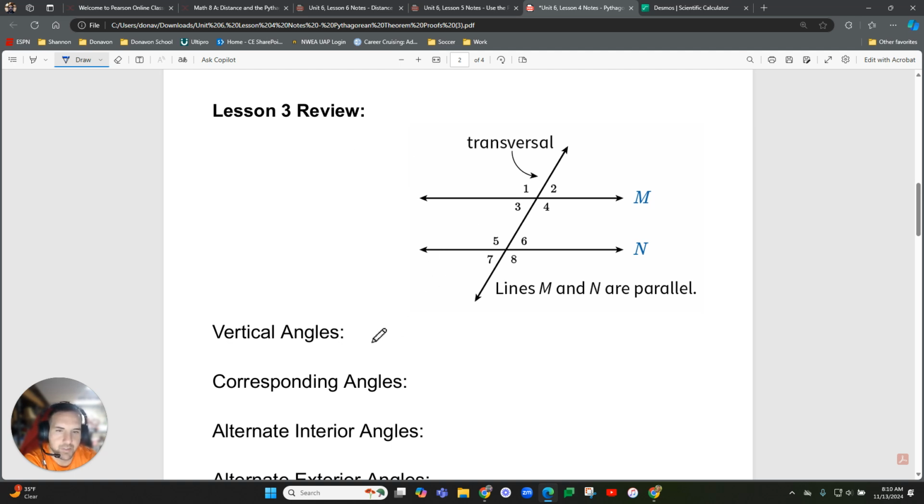But vertical angles, that would be examples like 1 and 4. So vertical angles, remember, are angles opposite of each other. So like 2 and 3 would also be vertical angles. 5 and 8 would be vertical angles. 6 and 7.